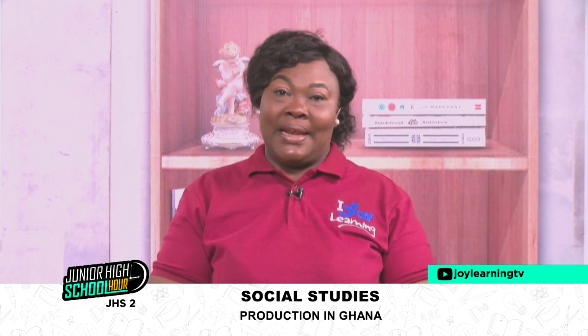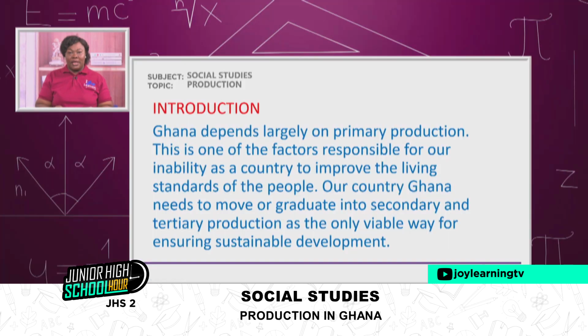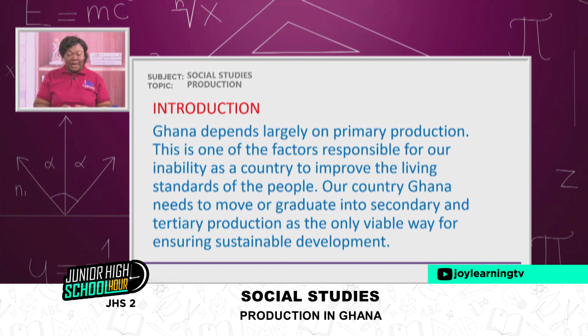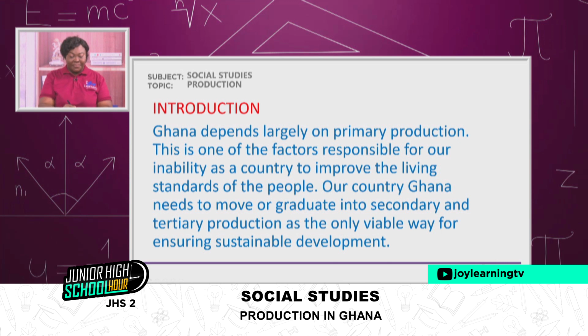Now, before we start the lesson, we'll have a quick introduction. So the introduction goes this way. Ghana depends largely on primary production. This is one of the factors responsible for our inability as a country to improve on the living standards of the people. Our country, Ghana, needs to move or graduate into secondary and tertiary production as the only viable way for ensuring sustainable development.